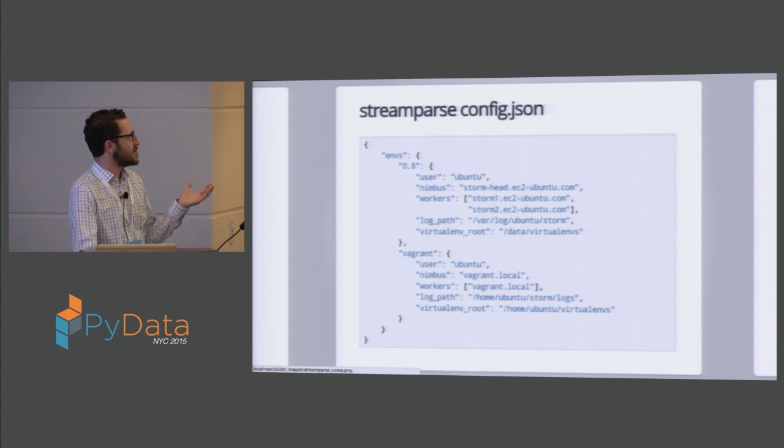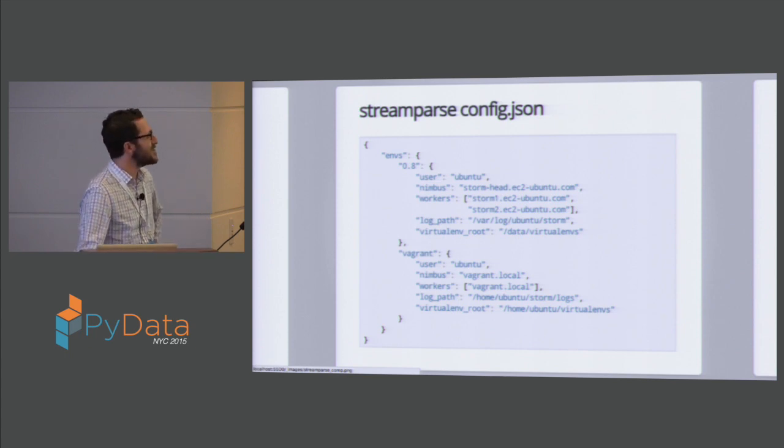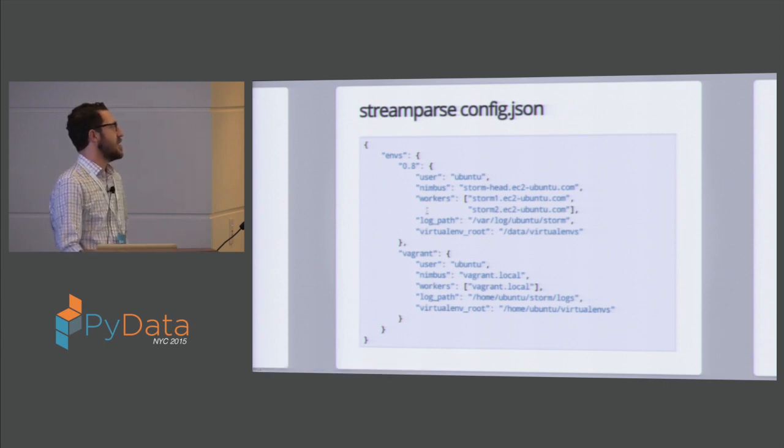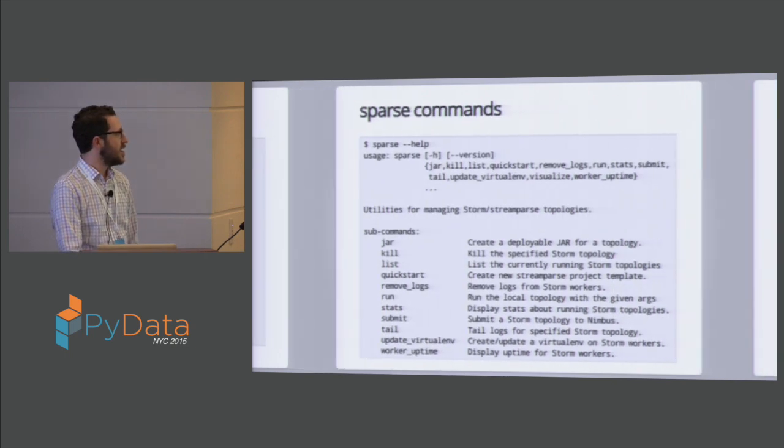Basically, the config files we have allow you to even set up multiple environments. So if you have a Vagrant VM maybe on your machine for testing stuff out, you could have that set up as an environment with a Nimbus stored in Vagrant, and then you might have another one that's actually your production environment. So you can do sparse submit to each of these environments separately pretty easily.